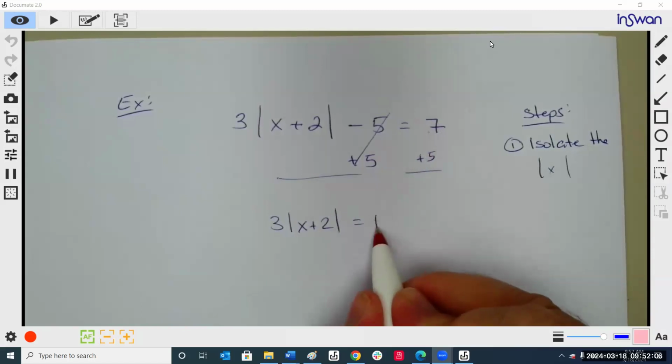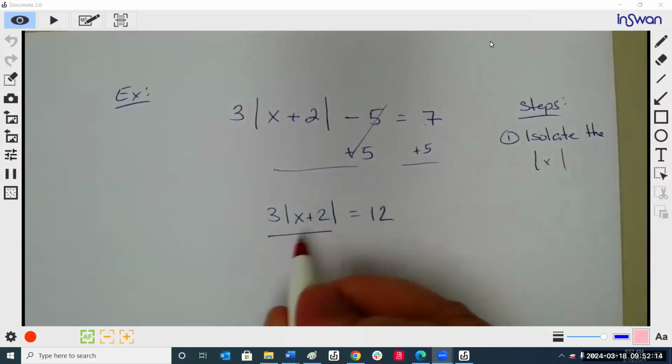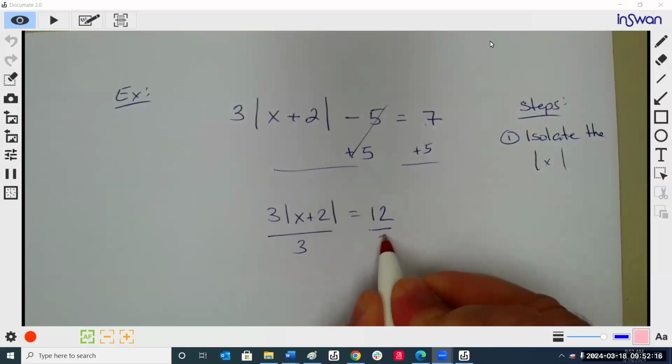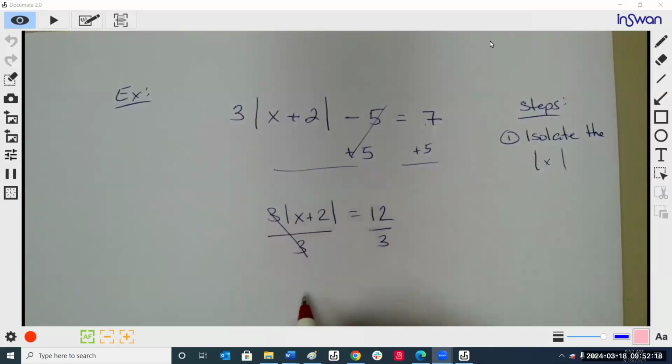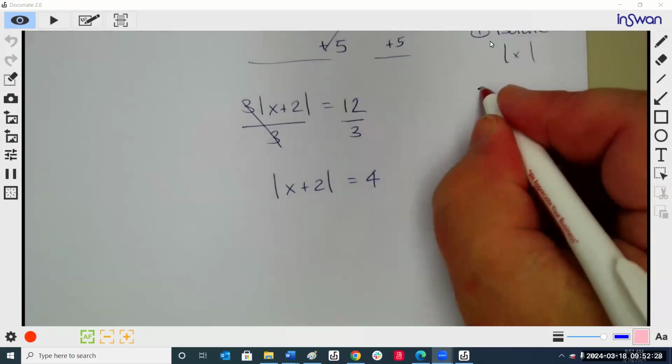Seven plus 5 is 12. Next step, divide by 3, because we have to get the absolute value by itself. Twelve divided by 3 is 4. Now what?